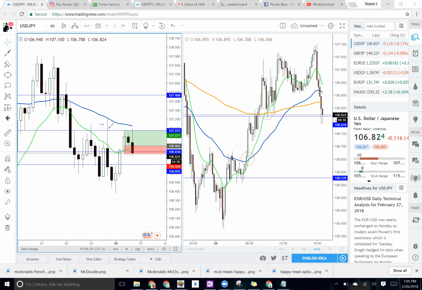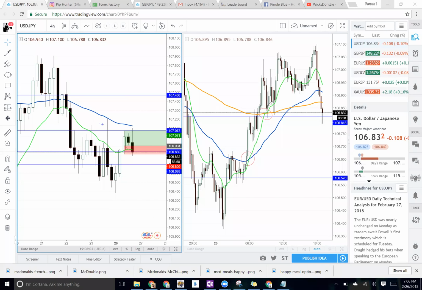And then you can see that I was using this wick as kind of a reference, this multiple touch. And on the 15, you can see the cross of the 14 and the 50, and then that cross of the 200 and the 14. So when I had taken my entry was, I think, above this somewhere here to go up, and then we did come back down to retest that.